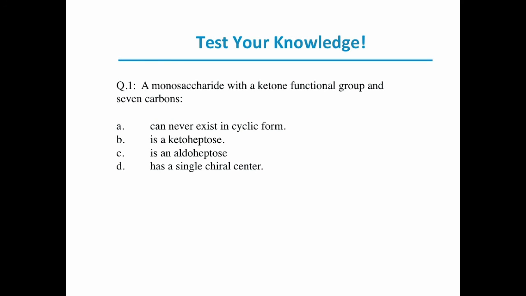Okay, now test your knowledge. A monosaccharide with a ketone functional group and 7 carbons is what? Which of these is true? A, can never exist in cyclic form. B, is a ketoheptose. C, is an aldoheptose. Or D, has a single chiral center. Put your answer in the chat.